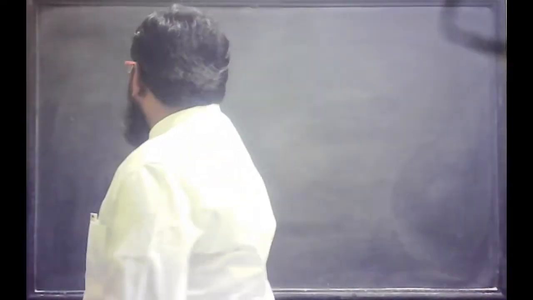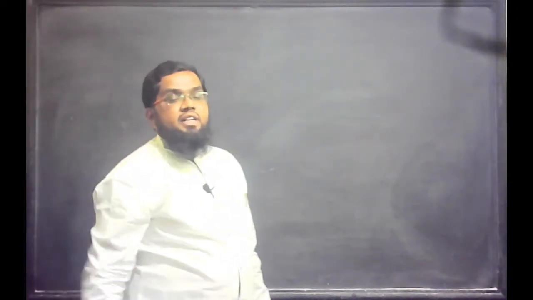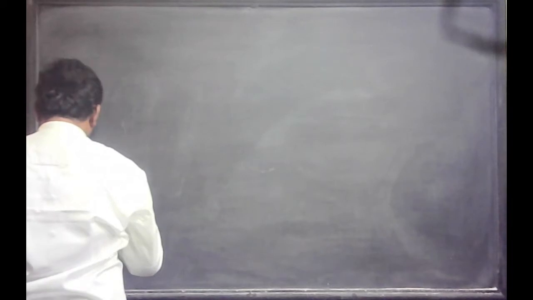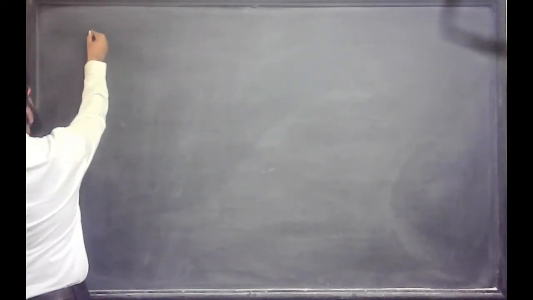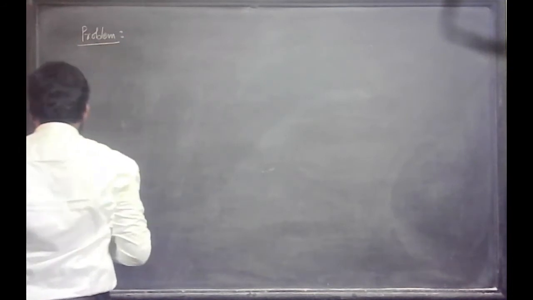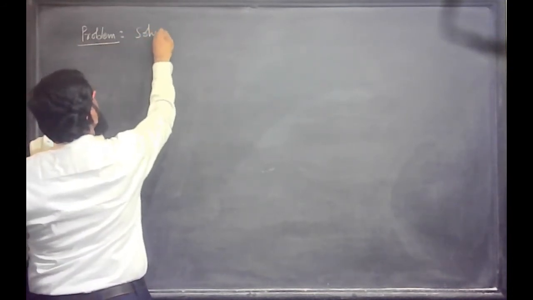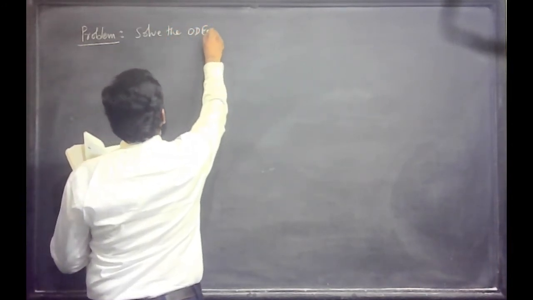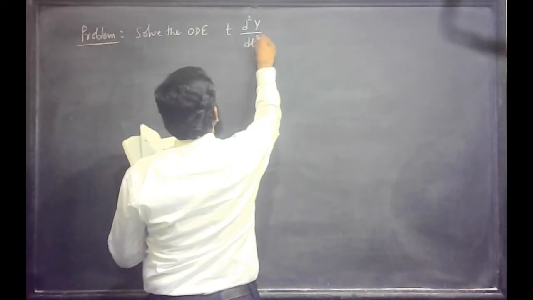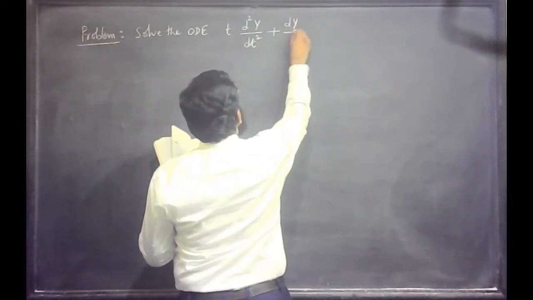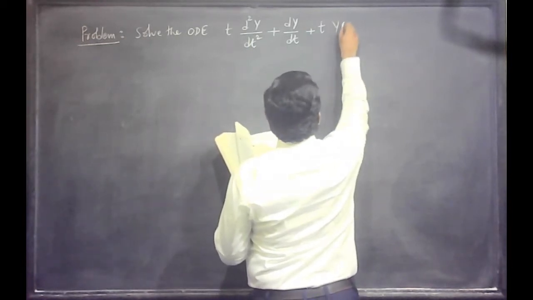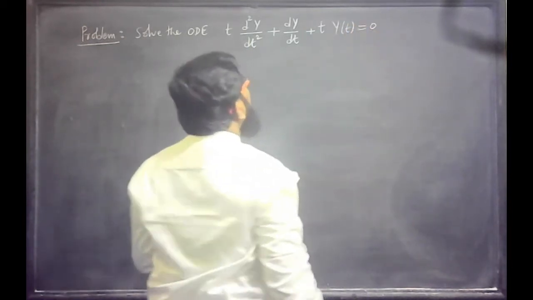See, I am taking one ordinary differential equation, and with the help of Laplace transformation we will solve it. You note it down in the form of a problem. Solve the ordinary differential equation t d squared y by dt squared plus dy by dt plus t y(t) is equal to 0.